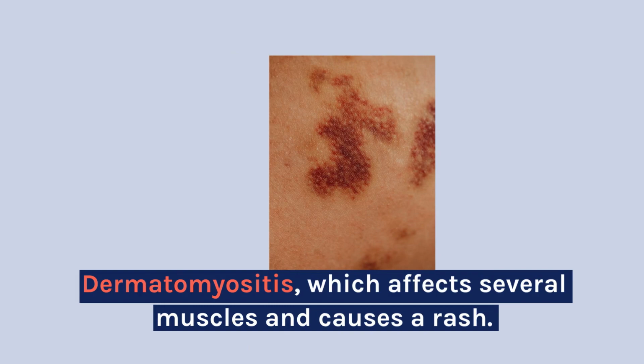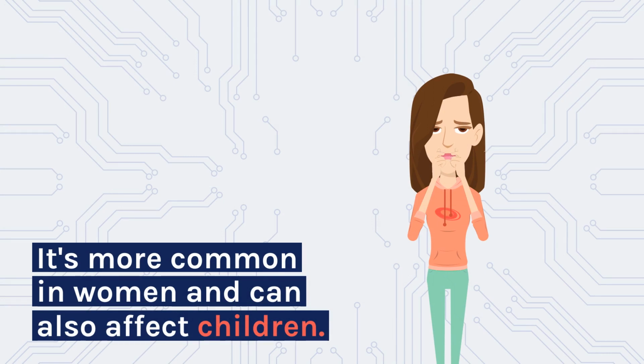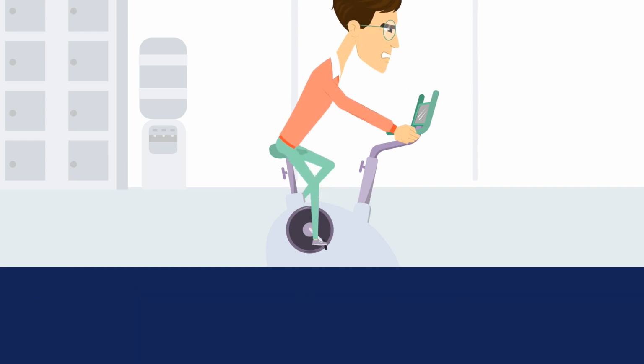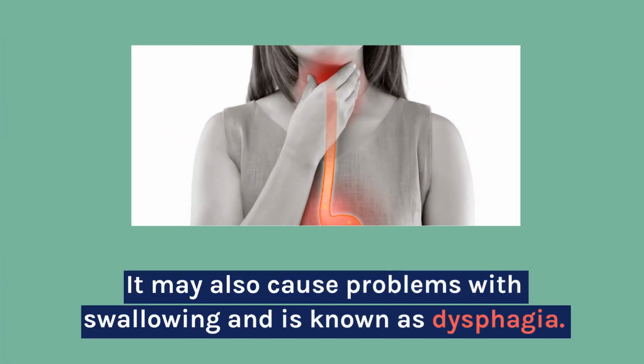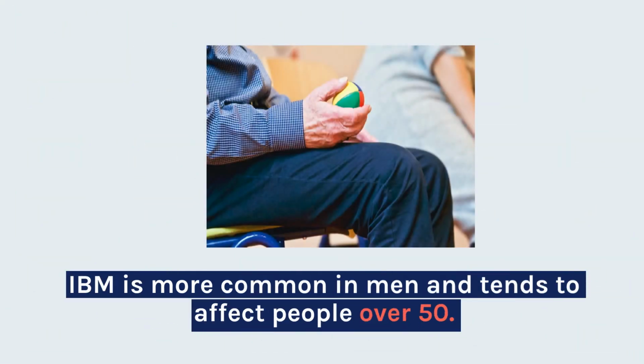Dermatomyositis, which affects several muscles and causes a rash. It's more common in women and can also affect children. Inclusion body myositis, IBM, which causes weakness in the thigh muscles, forearm muscles and the muscles below the knee. It may also cause problems with swallowing, known as dysphagia. IBM is more common in men and tends to affect people over 50.